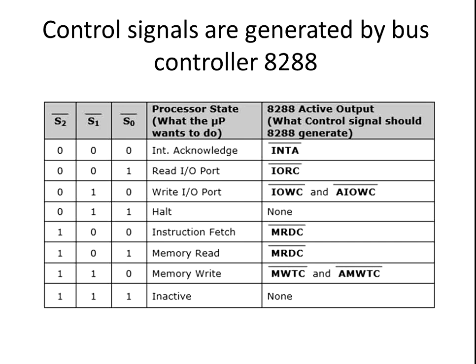So again the memory read command will be activated, because for instruction fetch and memory read, the timing diagrams are the same. Then 110 is memory write, that is the memory write command will be activated, and also the advanced memory write command is activated. The advanced memory write command will be activated one clock cycle earlier than the memory write command, that is MWTC. Then 111 is inactive, so no operation.